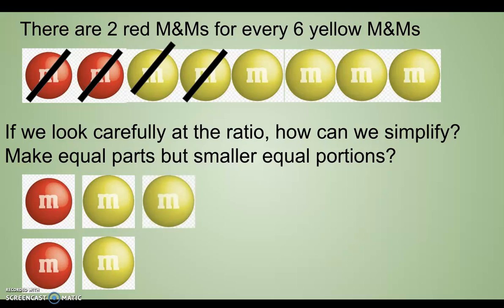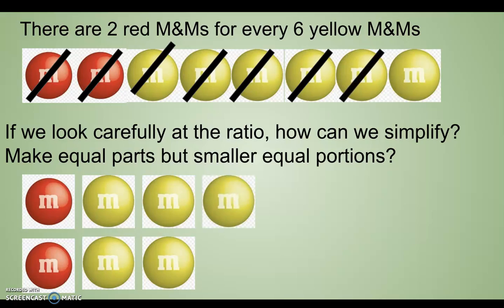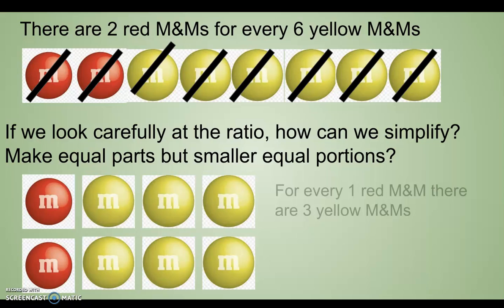So I need to keep on going because I still have yellow M&Ms. Notice how I'm crossing them out. Put my other yellow M&M, then I cross it out. Now I have 2 left. Okay, so I keep on going until I don't have any more. And I'm all done. Now, what did we just do? We just broke it apart and made it into a smaller portion. So now, for every 1 red M&M, there are 3 yellow M&Ms.